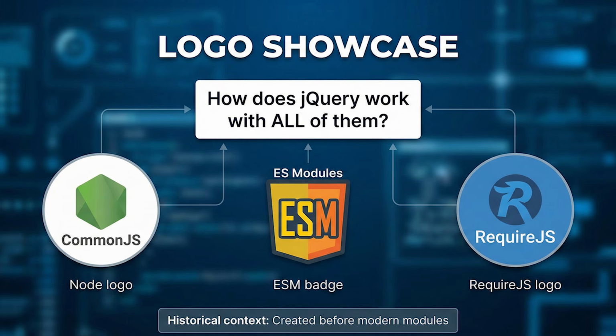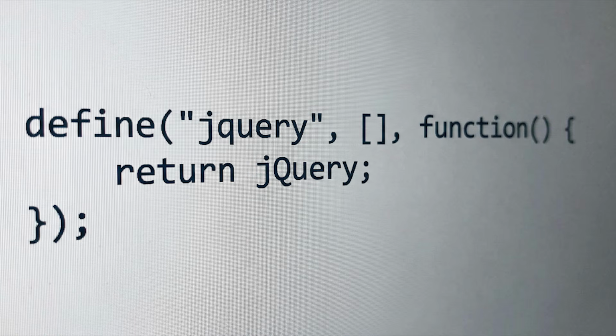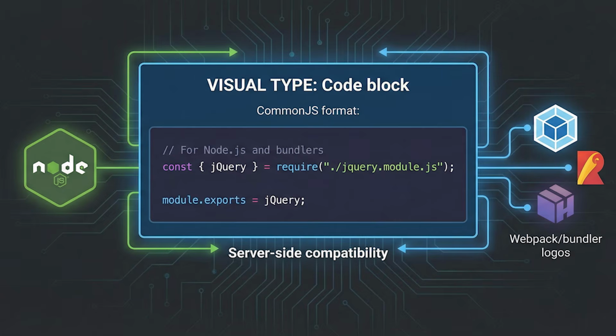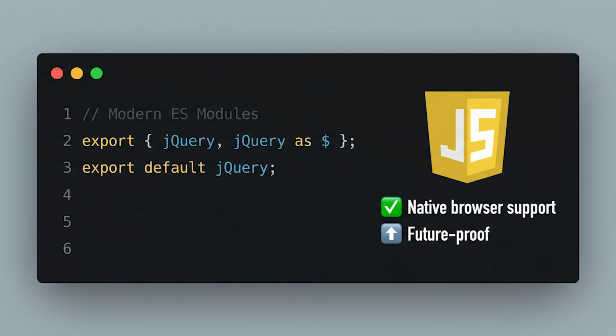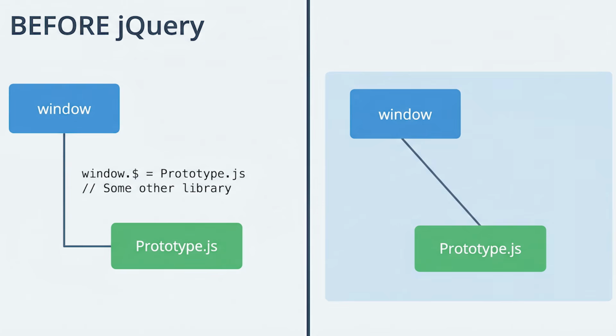jQuery predates modern JavaScript modules. It was created when global variables were the only option, but today jQuery works with everything. For AMD, asynchronous module definition used by require.js, for CommonJS, Node.js, and bundlers, and for ES modules. And there is still the jQuery.noConflict method, a function that releases the $ variable back to whatever had it before jQuery loaded. Before jQuery loaded, it saved the current values of $, and jQuery.noConflict restores them. This was essential in an era when multiple libraries fought over $.